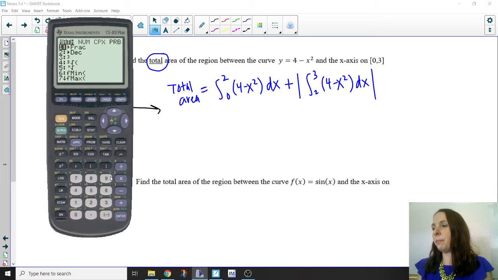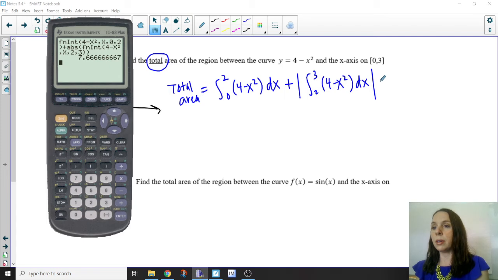And let's see, 4 minus x squared, comma x, comma 0, comma 2, plus the absolute value of Math 9, 4 minus x squared, comma x, comma 2, 3. And 7 2/3, or 23 over 3 is our answer.